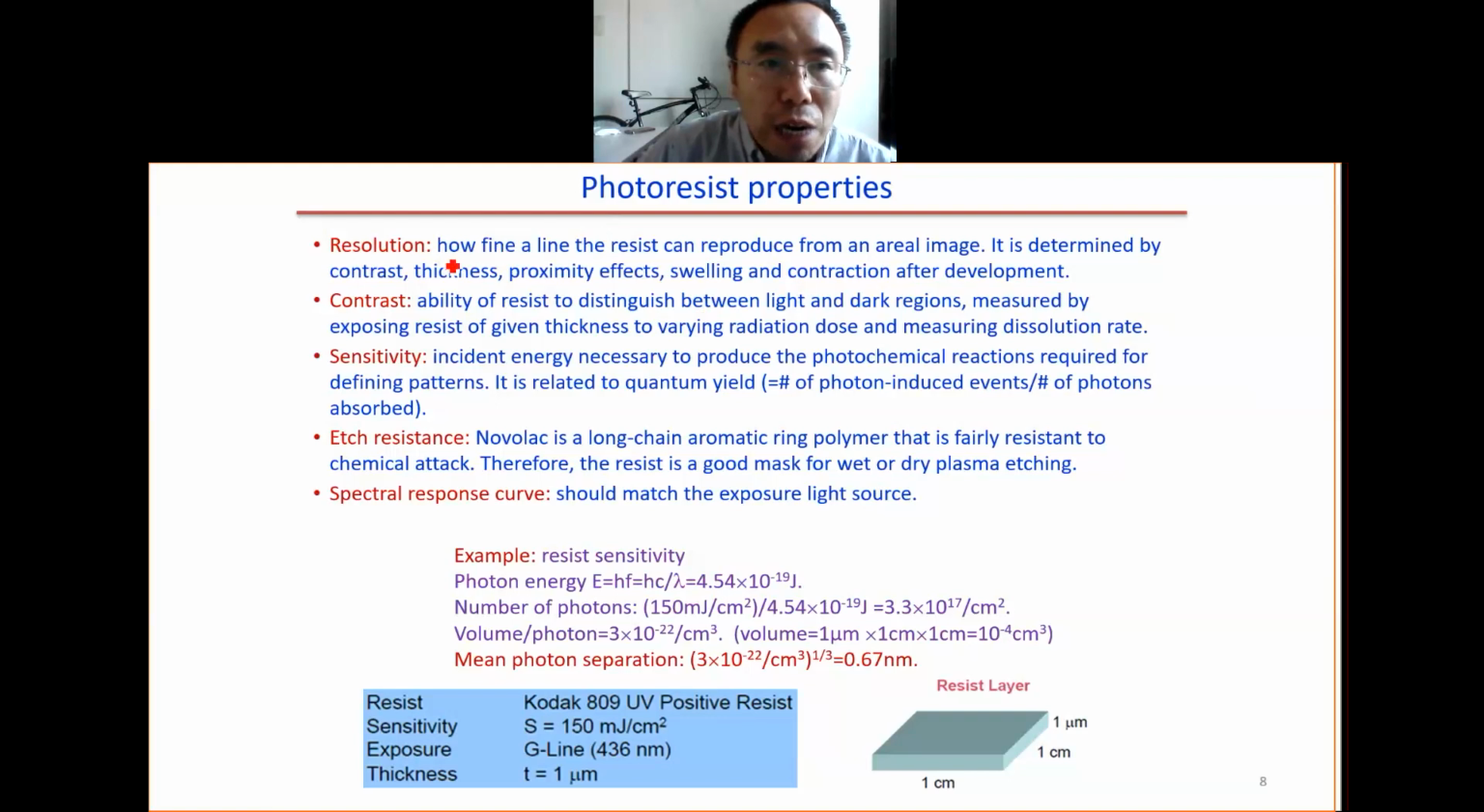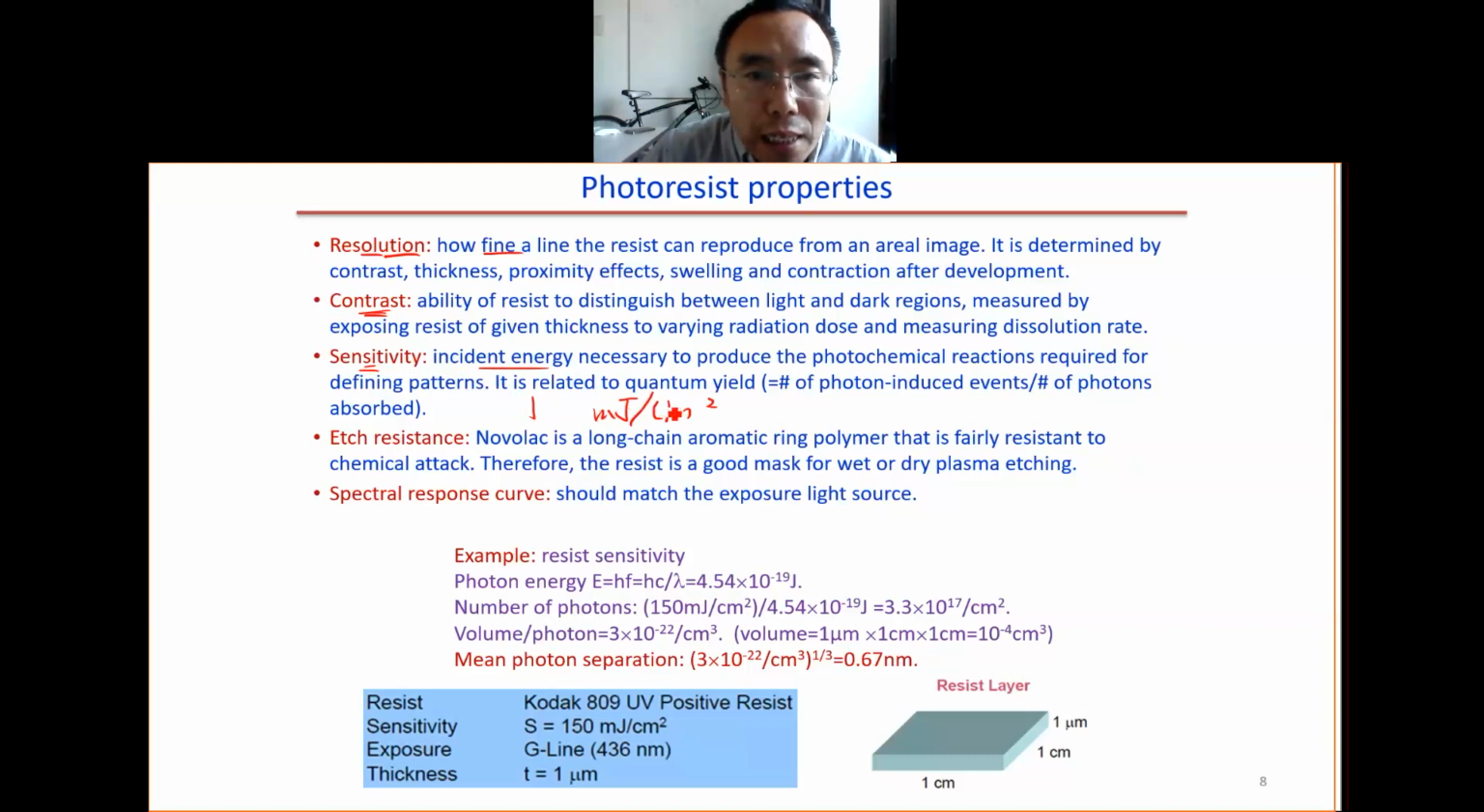For the photoresist, we care about the resolution. This is how small, how fine a feature can be resolved. Then there is the contrast. This is the ability of the resist to distinguish between the exposed and unexposed regions. The resolution is mainly determined by the contrast, so obviously higher contrast gives you higher resolution. And sensitivity is the incident light energy needed to make the resist soluble in the developer, in the case of the positive resist. The unit is millijoule. This is the sensitivity.